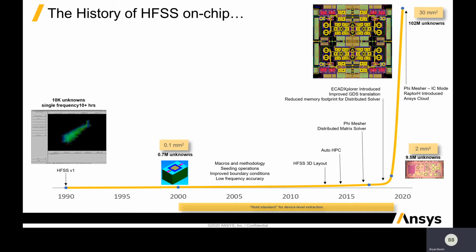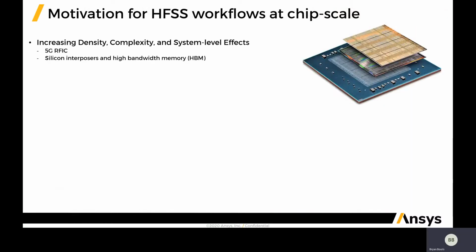So there's been this very steady progression and then rapid acceleration in capabilities only within the last 12 to 18 months, I would say. So why? Why are we focusing all this R&D energy and effort for workflows at chip scale?